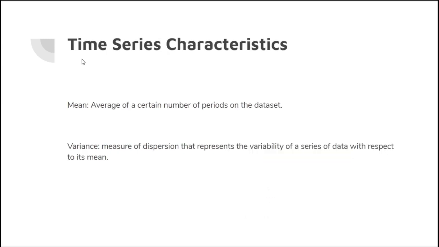So, knowing that, we are going to talk about time series characteristics. We have two that are very interesting here. We have the mean, that is the average of a certain number of periods in the dataset, and the variance, the measure of dispersion that represents the variability of a series of data with respect to its mean.